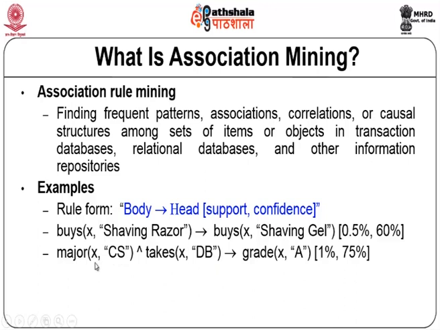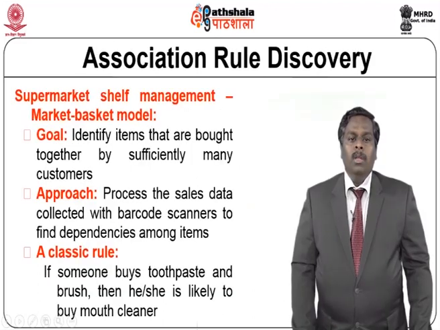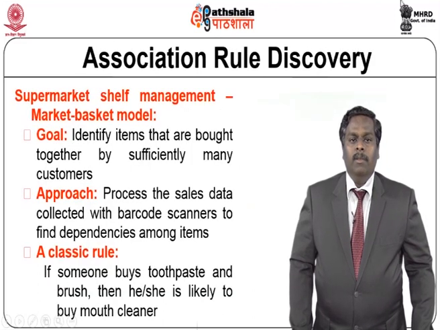Let us take another example. Consider a student X who has taken the major computer science and the same student also takes database as a course. Then it implies the same person may get a grade A and the support is 1% and confidence is 75%. So, the 1% over here indicates the evidence from the existing transactional environment and 75% is a conditional probability which indicates the chance for a student to get grade A given the student's major is computer science and has taken the course database.